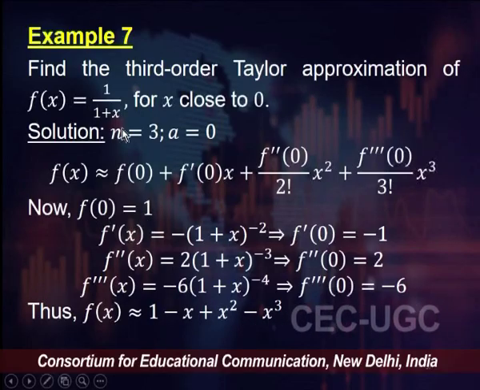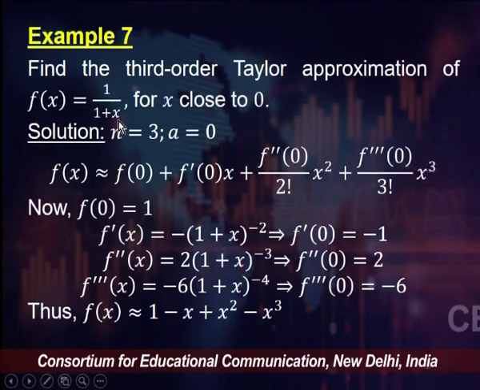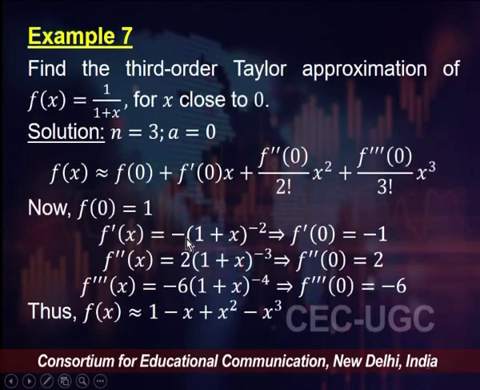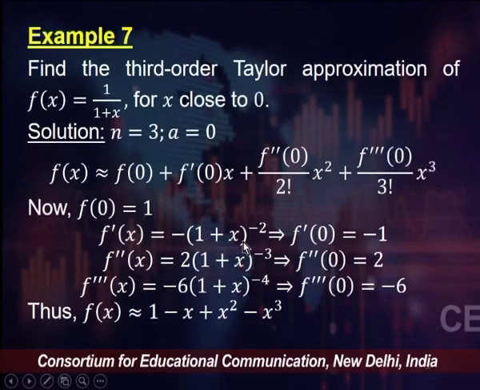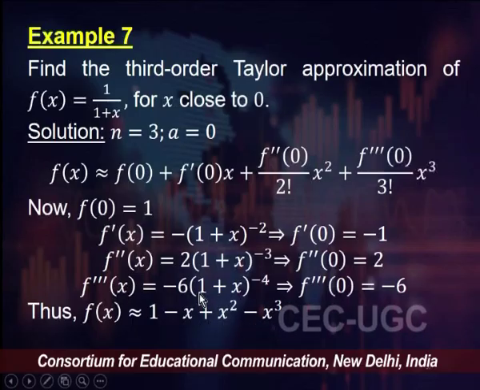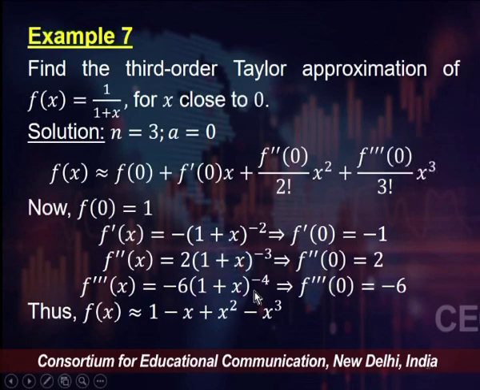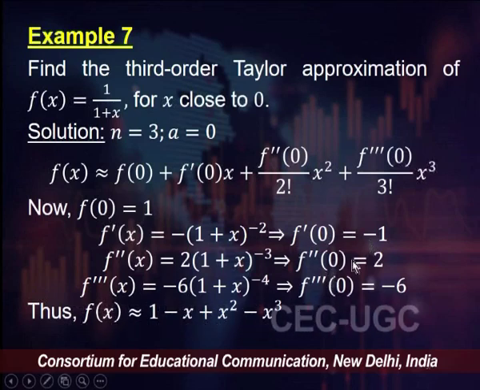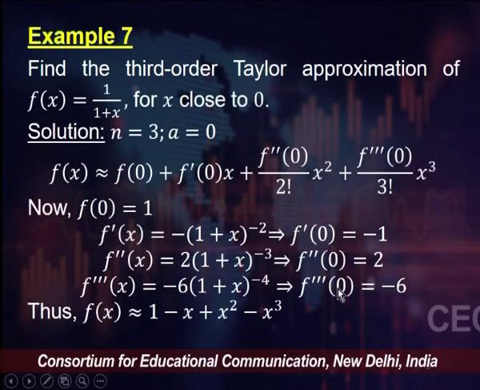Now, f of 0 you can see from the original function is 1. f prime of x is, because I can write the function as 1 plus x to the power minus 1, f prime of x is minus 1 plus x to the power minus 2. f double prime of x is 2 times 1 plus x to the power minus 3. The third derivative is minus 6 times 1 plus x to the power minus 4, and once we take these derivatives at 0, we get f prime at 0 as minus 1, f double prime at 0 as 2, and the third derivative of the function at 0 as minus 6.